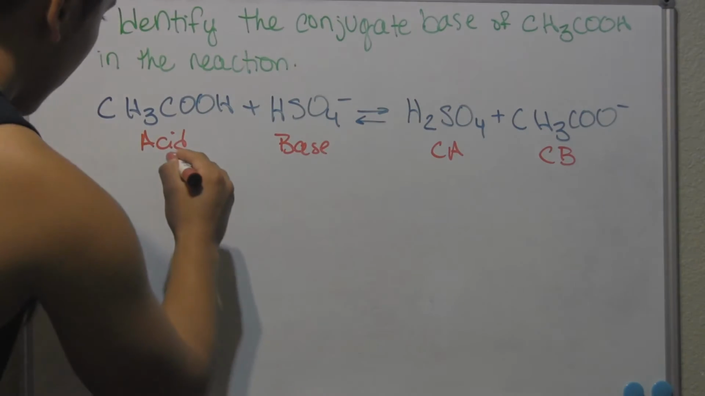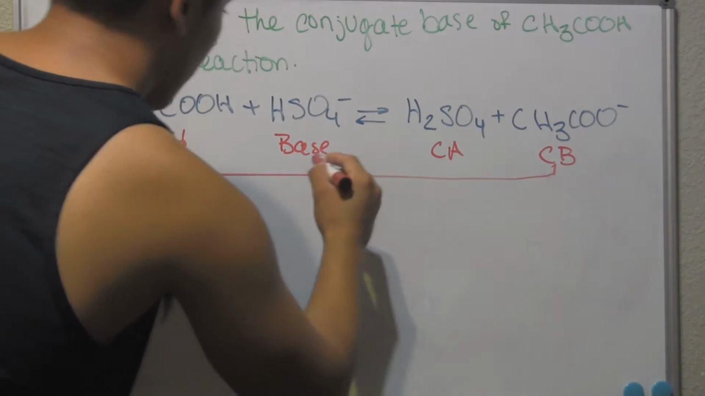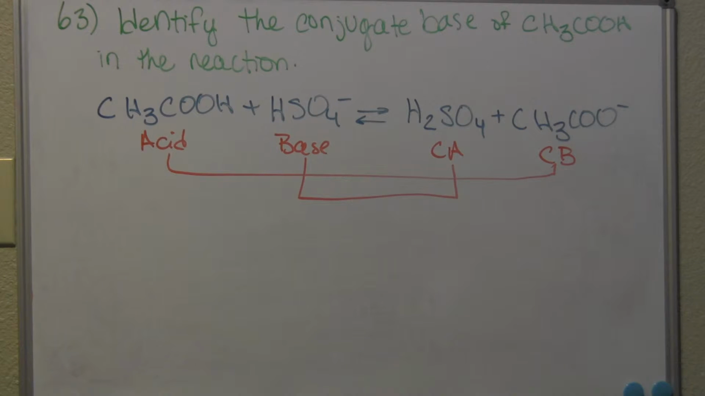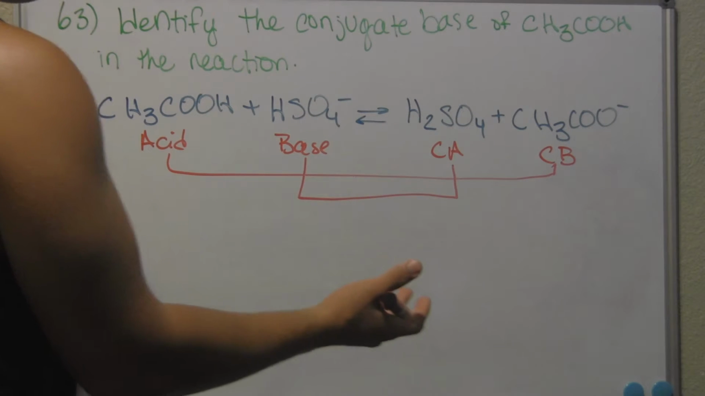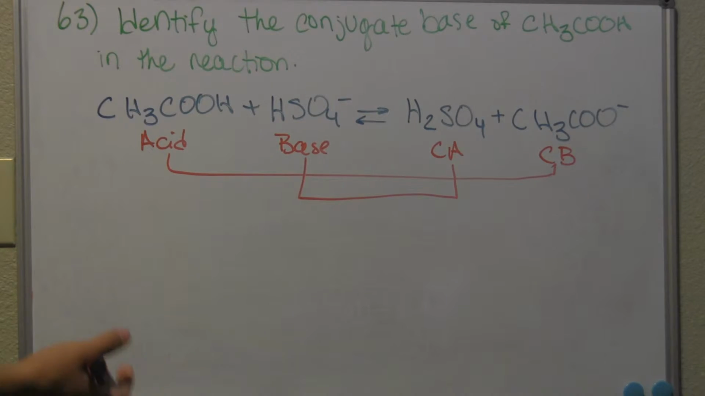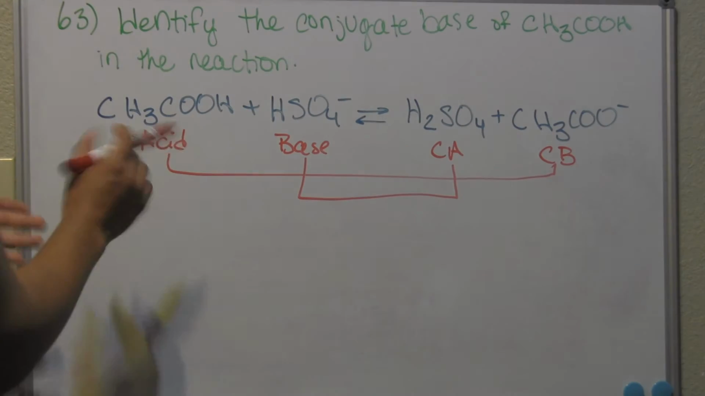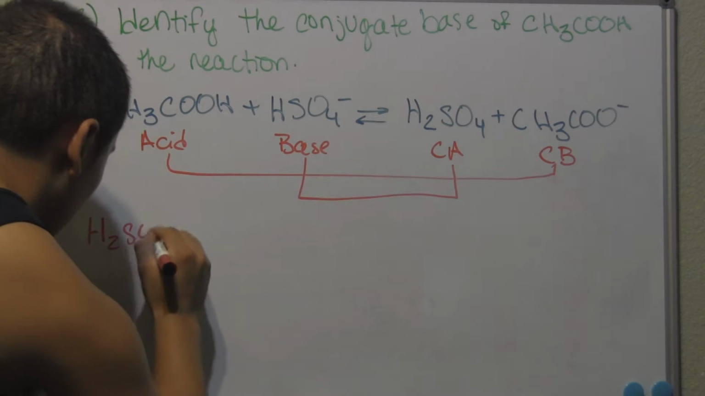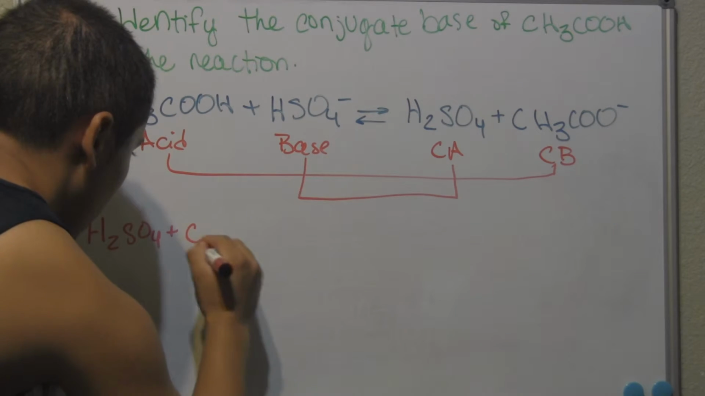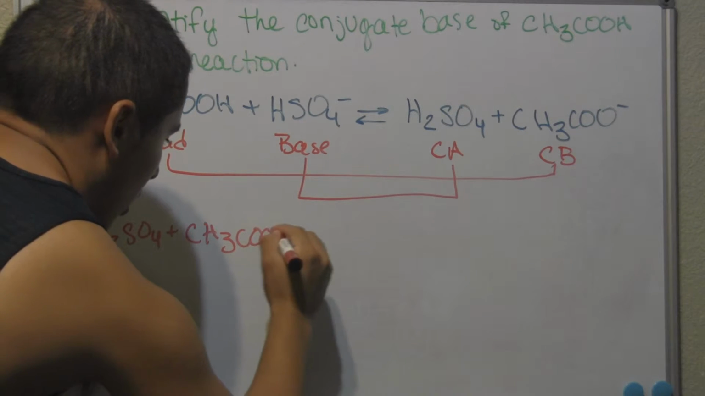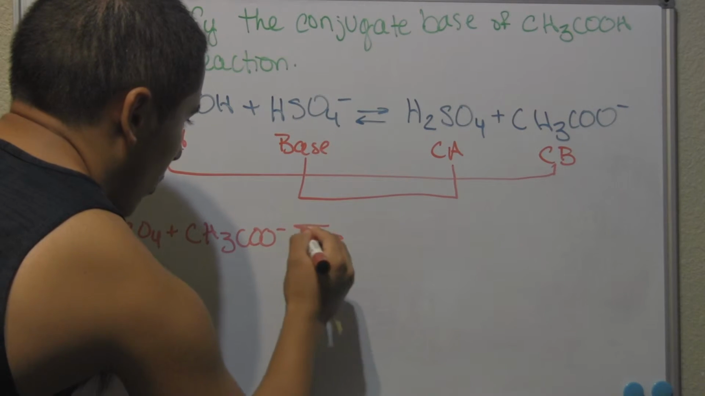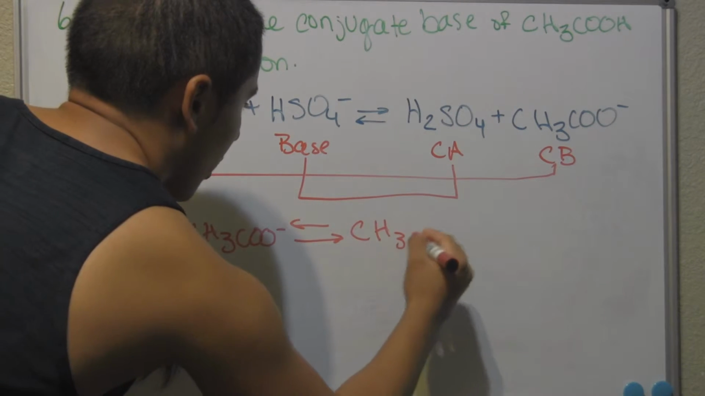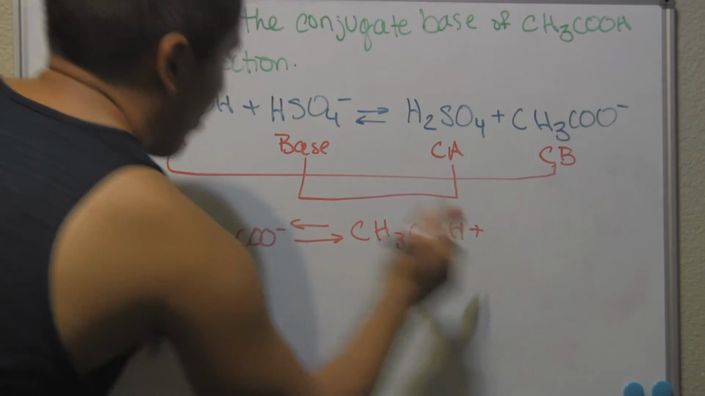Now you pair this acid with this conjugate base, and this base with this conjugate acid. What you're basically identifying is that, let's say you flip this equation around. So we have sulfuric acid plus acetate ion reacting to form acetic acid and bisulfate.